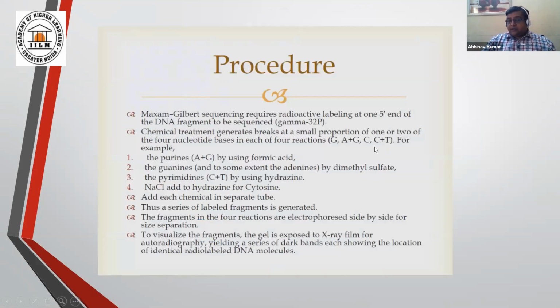They put a radioactive label at the 5' end of the DNA fragments. Chemical treatment generates breaks at a small proportion of one or two of the four nucleotide bases in each of the four reactions. For purine, they use formic acid. For guanine, they use dimethyl sulfate. For pyrimidine, they use hydrazine. And in this hydrazine, when they use NaCl, the salt, then T vanishes and only cytosine remains.